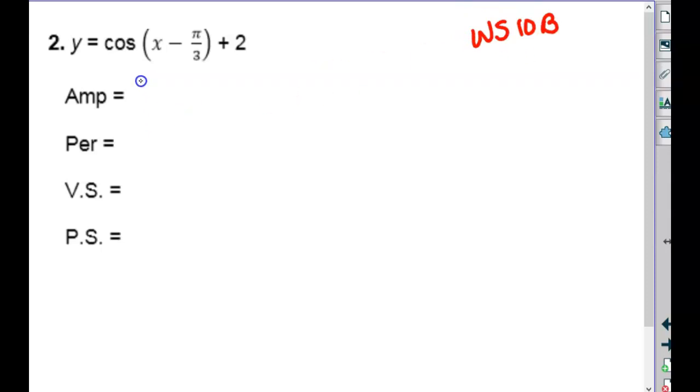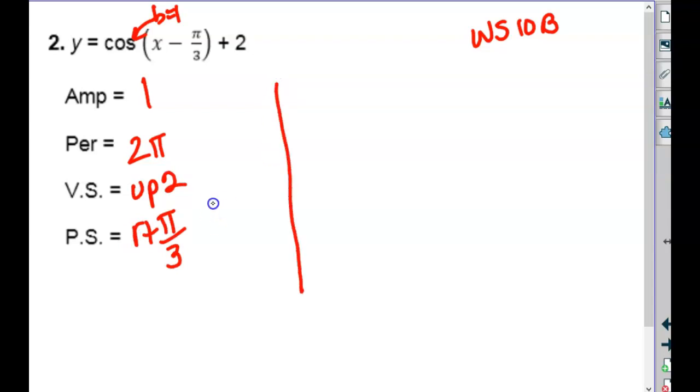Amplitude, anybody? 1, the period. There's nothing in here for B. So the period is just 2 pi. Is this not on 2B? Did you find it? Number 2 on 2B? Okay. Vertical shift up 2. Phase shift to the right, pi over 3.